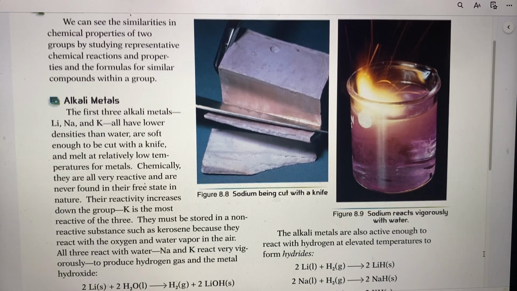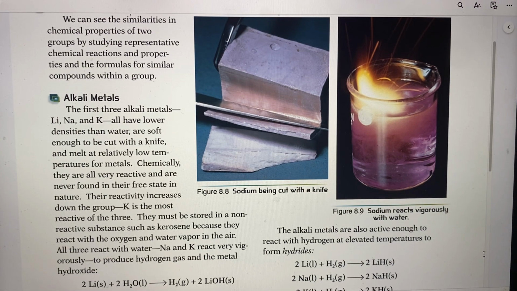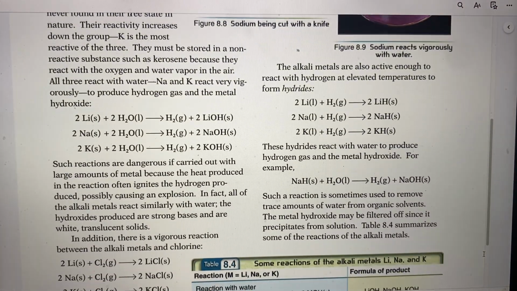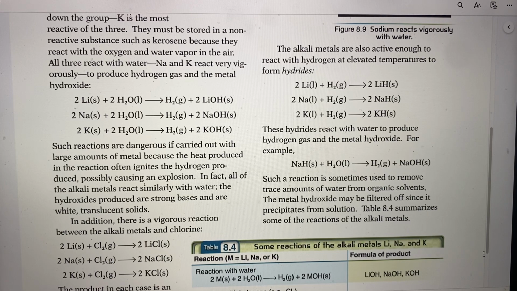So you know they can be cut easily with a knife. Sodium reacts very vigorously with water. When you put sodium in water, it reacts that way. So these are very reactive alkali metals. They call them alkali, column number one. And so if you look at this column here, let's look at this group here. You can see how sodium and potassium react very vigorously with water.